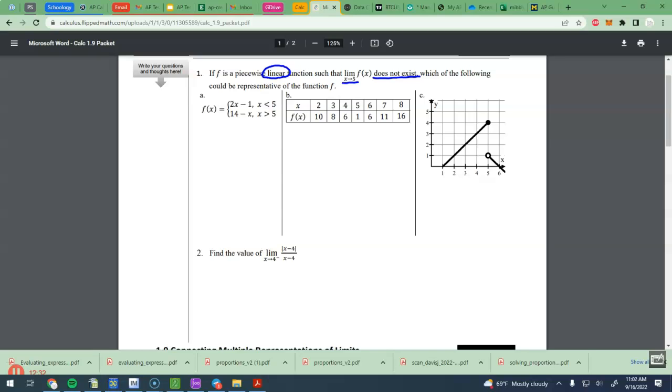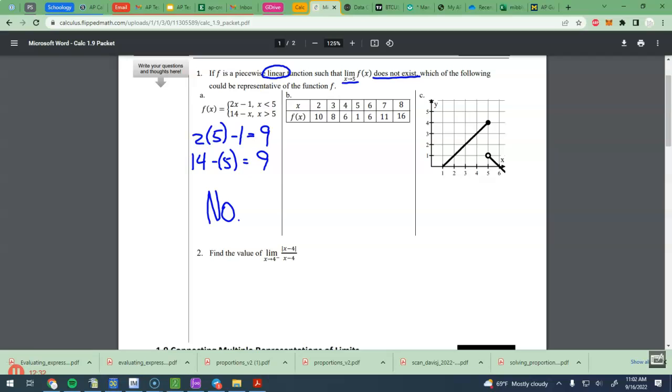I plug 5 into the top piece, or the top row. I plug 5 into the bottom piece, or the bottom row, and I do get the same answer. So if I do get the same answer, is it true that the limit doesn't exist? It's not. So this could not be representative of the function, because they're saying find something where the limit doesn't exist. In this case, the limit does exist because I got the same one.